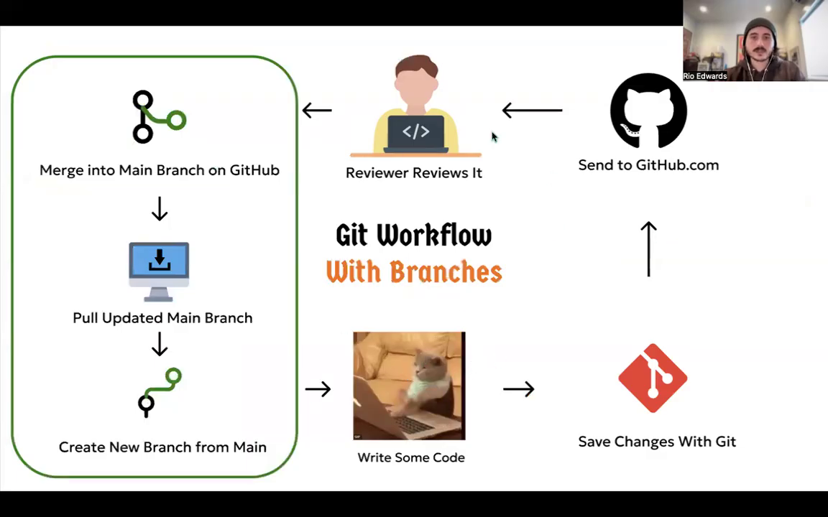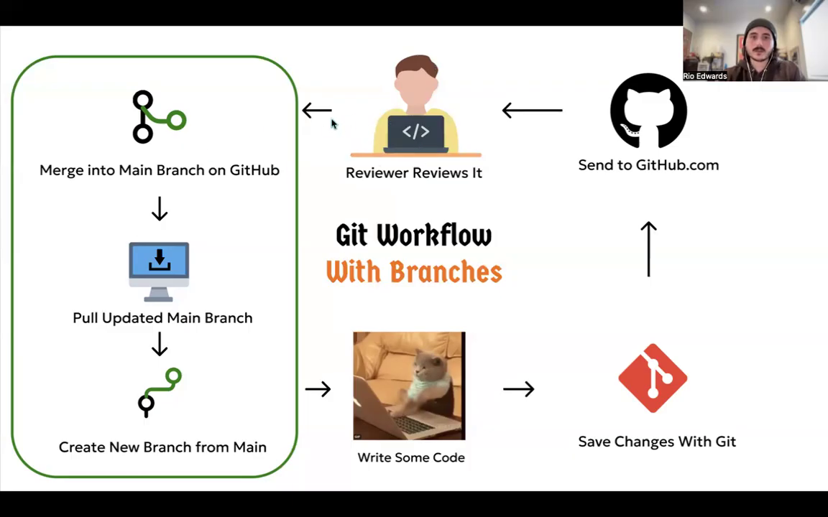Okay. So this is the same thing, except there's a little bit that I hid from you. This is going to be the more detailed version of what you're actually doing. You're going to be working with branches. So you're going to be writing some code, saving your changes with Git, sending to github.com. Your reviewer reviews it. These are all the same.